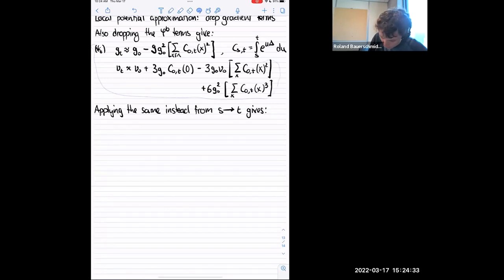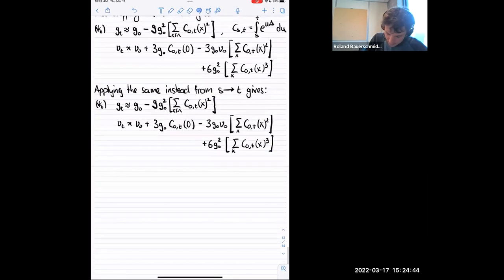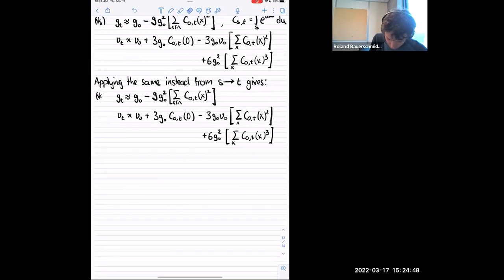So I'm going to make use of having a tablet rather than a board here by just duplicating these equations. And I'll put an s instead of a zero. So this was C, S, T, 3, G, S, nu, S. Okay. So really, this is the same equation, except I've applied it from scale s to t rather than from scale zero to t.